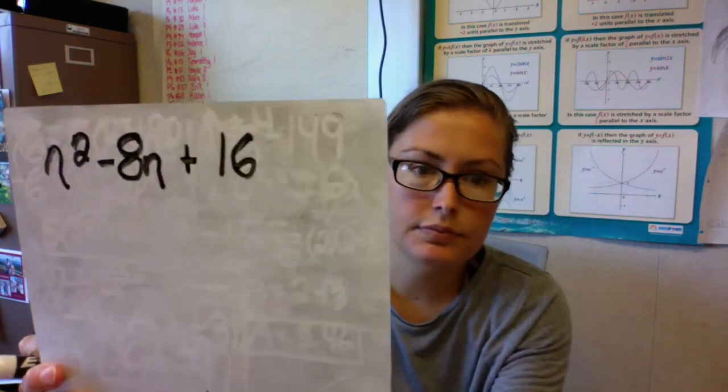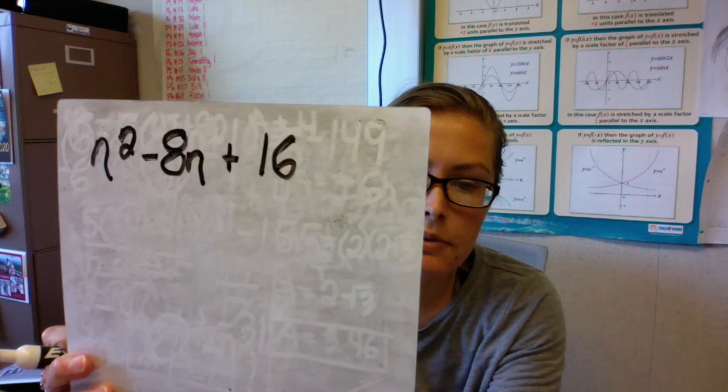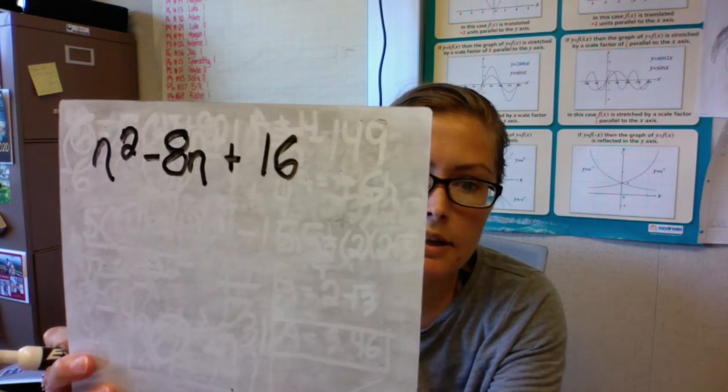The next one, factor n squared minus 8n plus 16. So we need two numbers that multiply to get 16 and add or subtract to get 8. So we get n minus 4 and n minus 4.